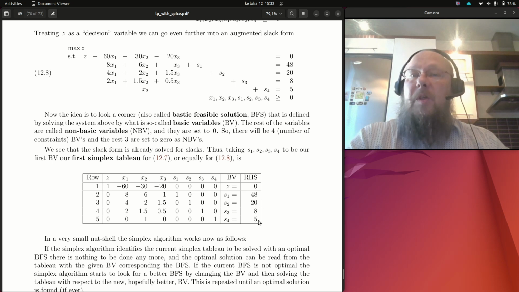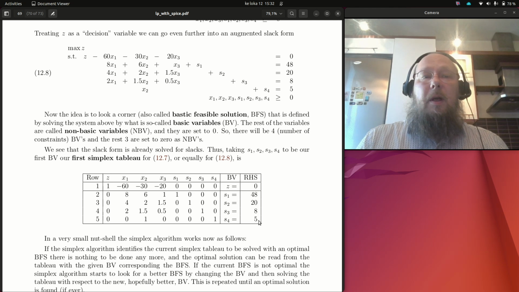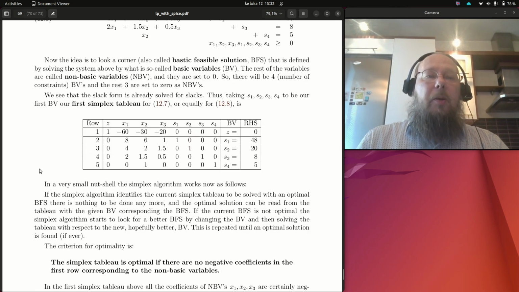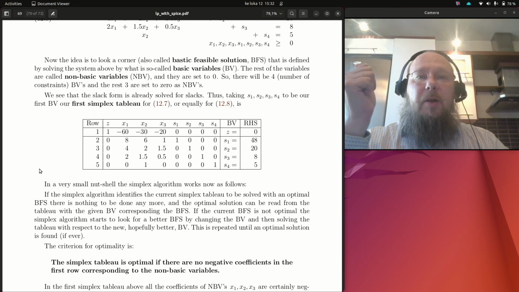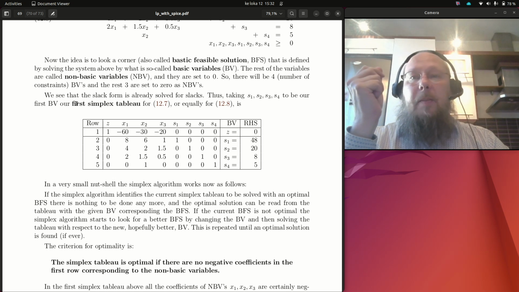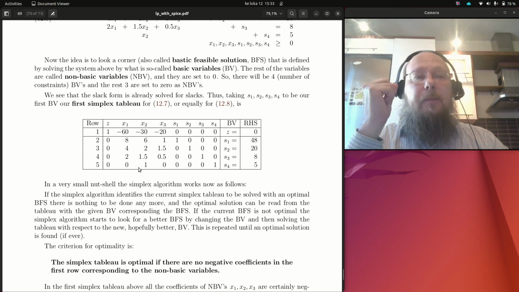Okay, so one corner is found, and what do I do next? So in a small nutshell, how the simplex algorithm now follows. So first in simplex algorithm, we find our first simplex tableau and basic variables associated with it. All the basic variables are part of the simplex tableau. It's here.